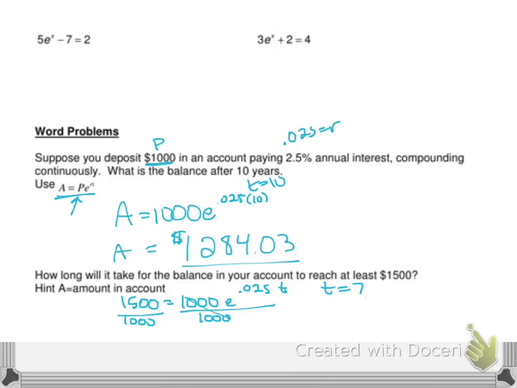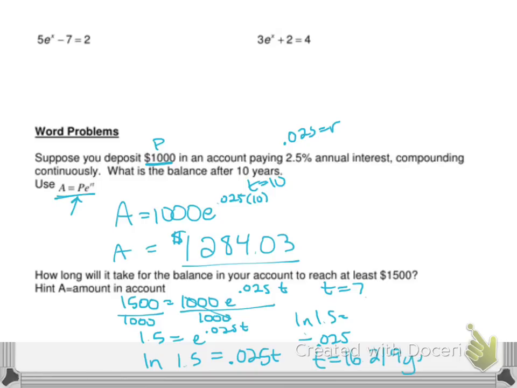So once I do that, I now have 1.5 equals e to the 0.025t. Now it's ready to change to log form. So because it's in base e, it's going to be a natural log, base e, of 1.5 equals 0.025t. So I type natural log in the calculator, so natural log of 1.5, push enter, and then push divide by 0.025. So t equals 16.219 years.